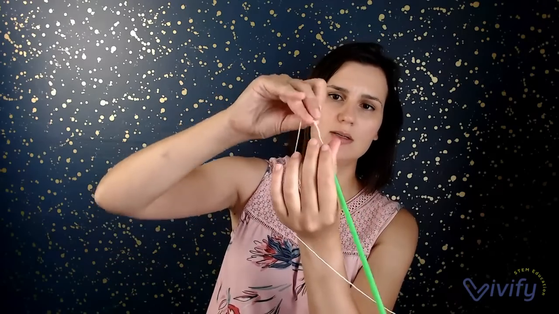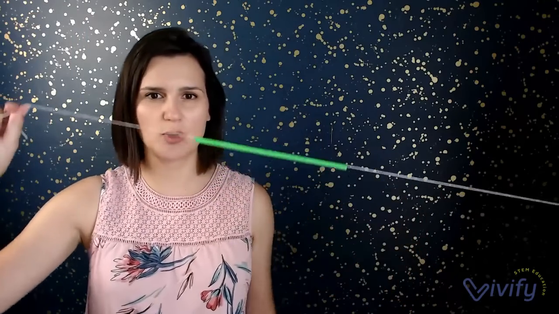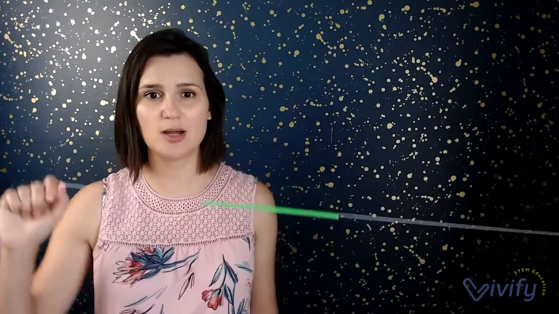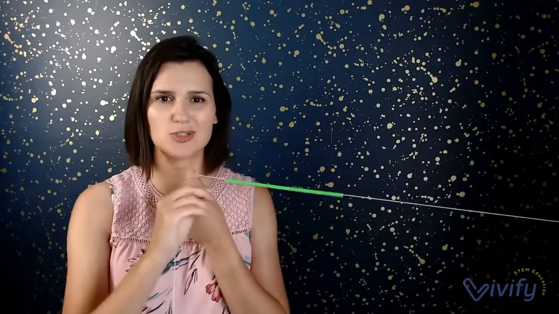All right, so you have the string, and then the tricky part is threading the straw onto the string. So I'm just kind of pushing it through until it comes out of the other end. Here we go. So again, I'm going to do the version where I have one end attached to the wall. There's just a thumbtack over there, and then I'm going to hold this end. So it's just really easy to set it up.